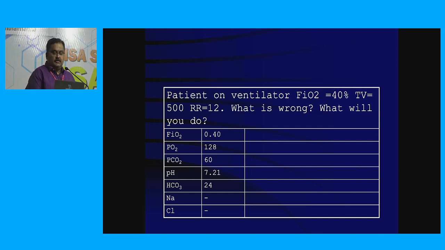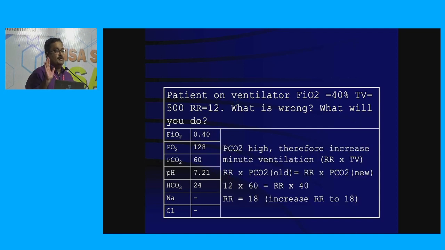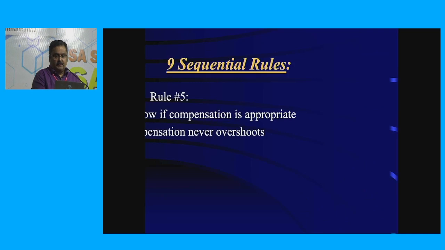Very good. So here the PCO2 is very high. This is a case of respiratory acidosis, and so we have to increase the mechanical ventilation. And you can calculate how much to increase by using RR times PCO2 old equals RR times PCO2 new, and find what the respiratory rate should be. Instead of just saying, okay, increase to 20, you can have a better objective way of increasing the respiratory rate.